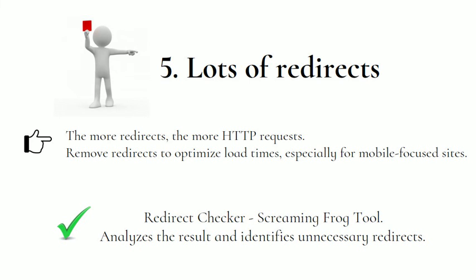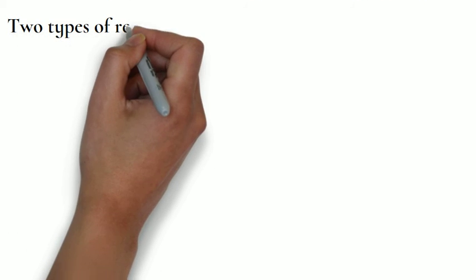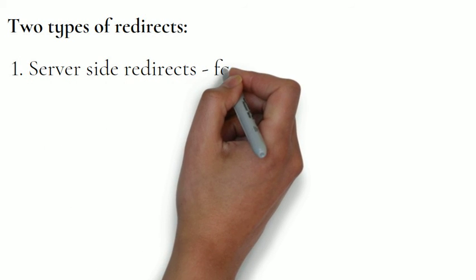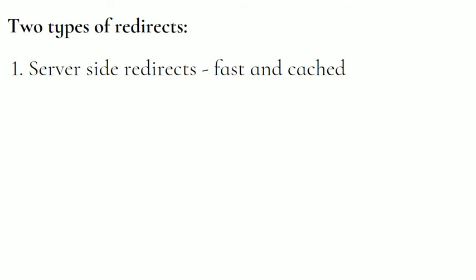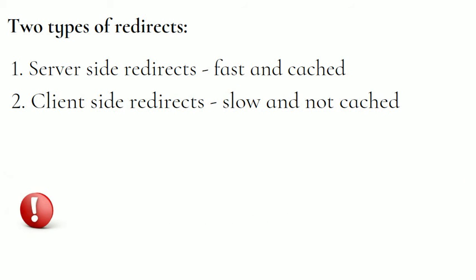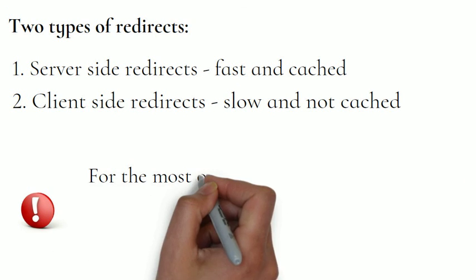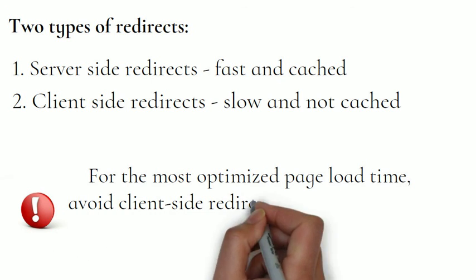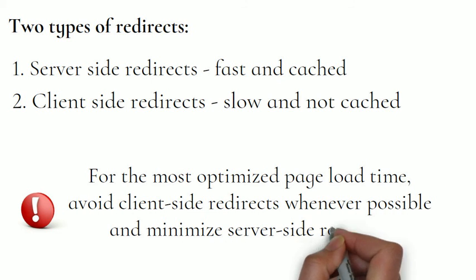mobile devices. You can use the Screaming Frog tool to check all redirects so you can analyze the result and identify unnecessary redirects. There are actually 2 types of them: server-side redirects, fast and cached, and client-side redirects, slow and not cached. For the most optimized page load time, avoid client-side redirects whenever possible and minimize server-side redirects.